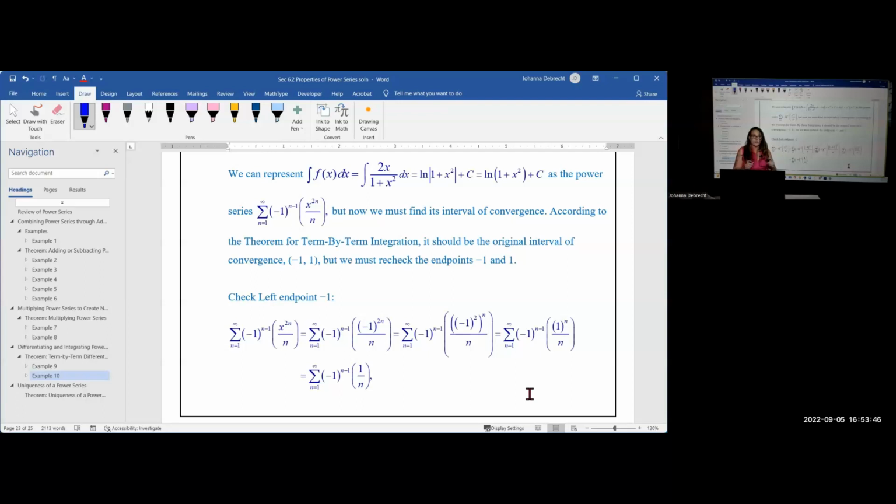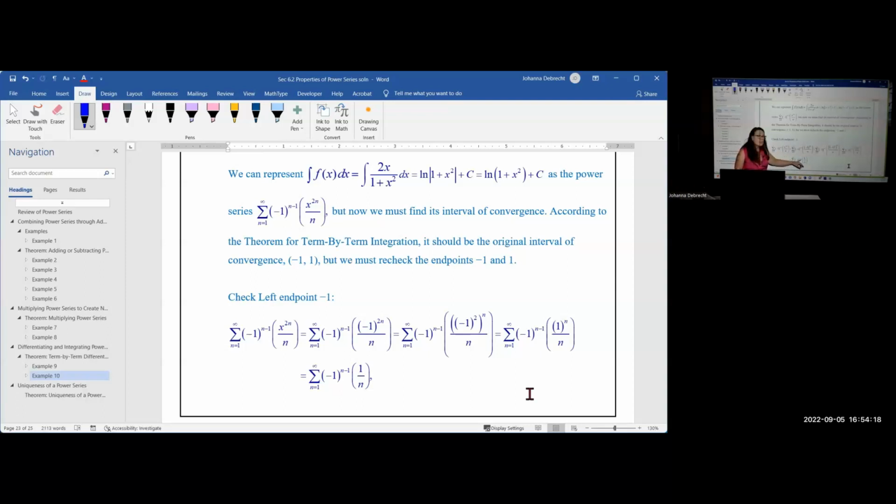Doesn't have to, but it could. So we're going to check them again. So we take this representation and we replace x with the left endpoint, -1. Now, -1 to the 2n, we can split the 2 and the n apart. So this gives us (-1)^2 to the n. But (-1)^2 is 1, and 1 to a finite power is 1. So this becomes (-1)^(n-1) times 1 over n.